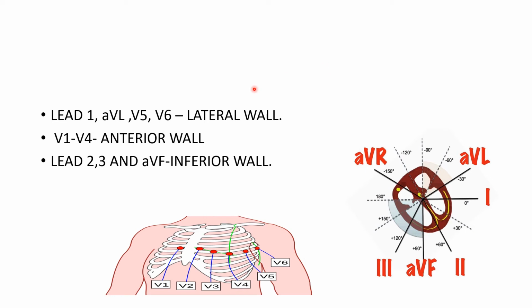If the infarction is in the lateral wall, lead 1, AVL and also V5 and V6 will show the changes. If the infarction is in the anterior wall, V1 to V4 will show the changes. And if the infarction is in the inferior wall, leads 2, 3 and AVF will show the changes.